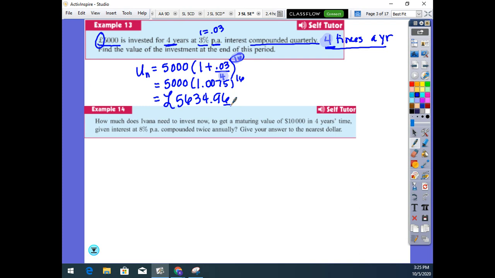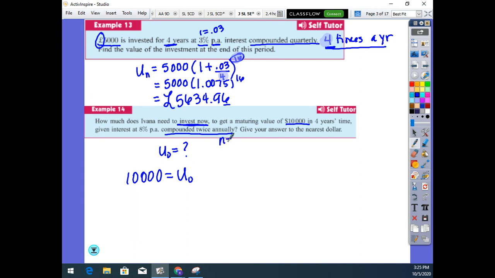All right. So it's just a lot of practice at the formula, looking at when it's compounded different amounts. All right. How much does she need to invest now? So our question is, we're looking for our initial amount. This is what we don't know in the equation. So we know our final amount. We want to earn $10,000 by the end. So we need to know how much to invest now so I get $10,000 later.